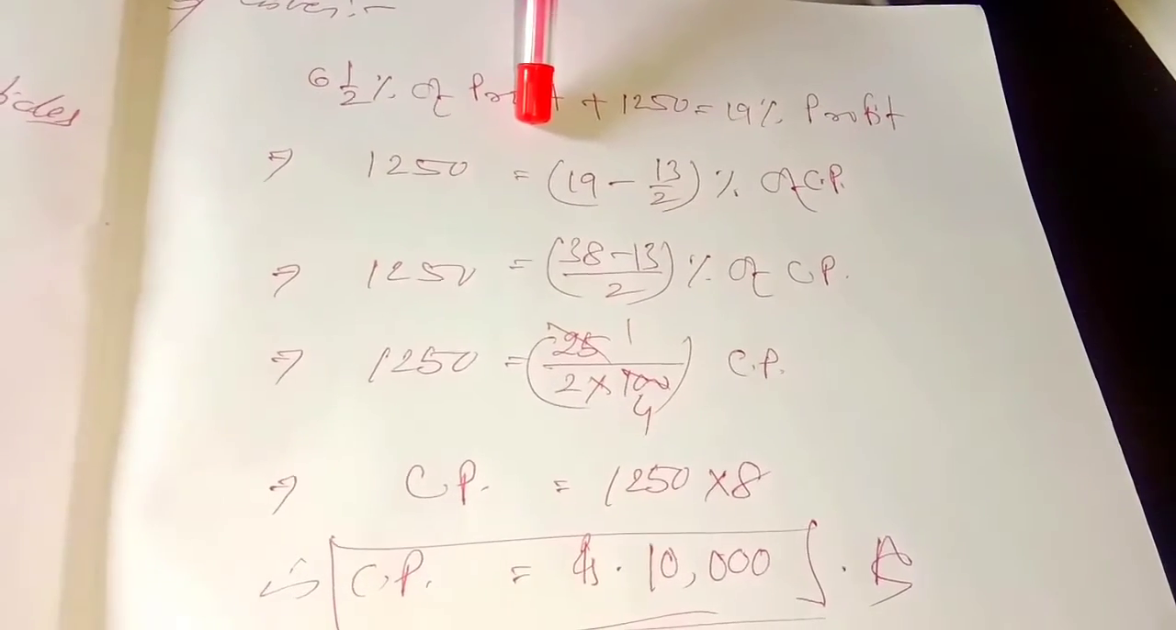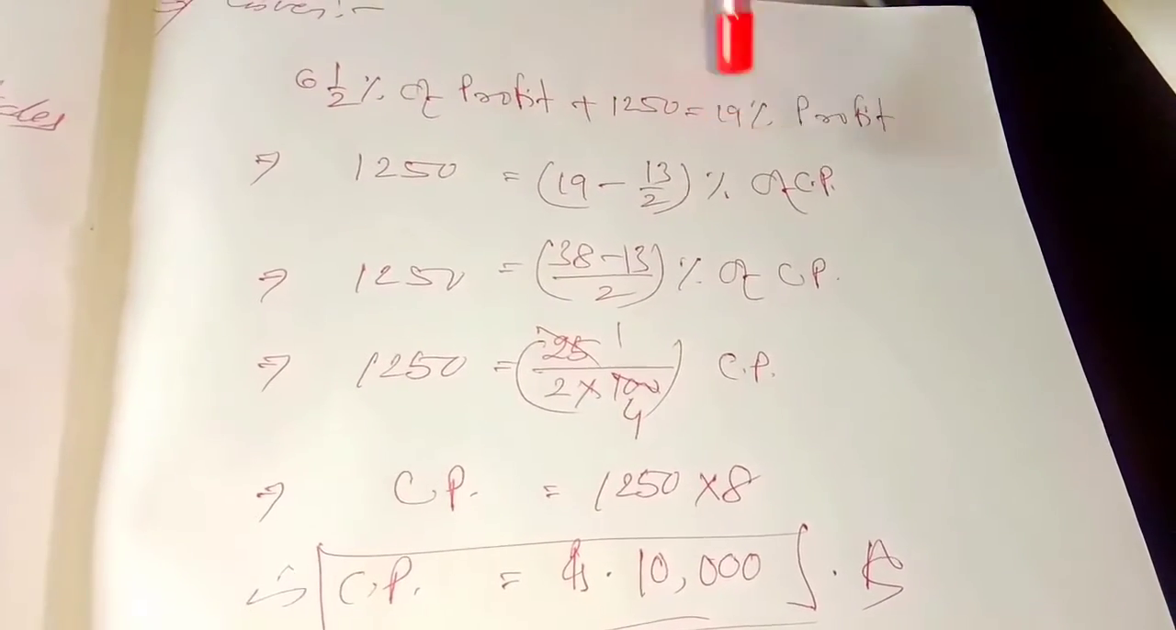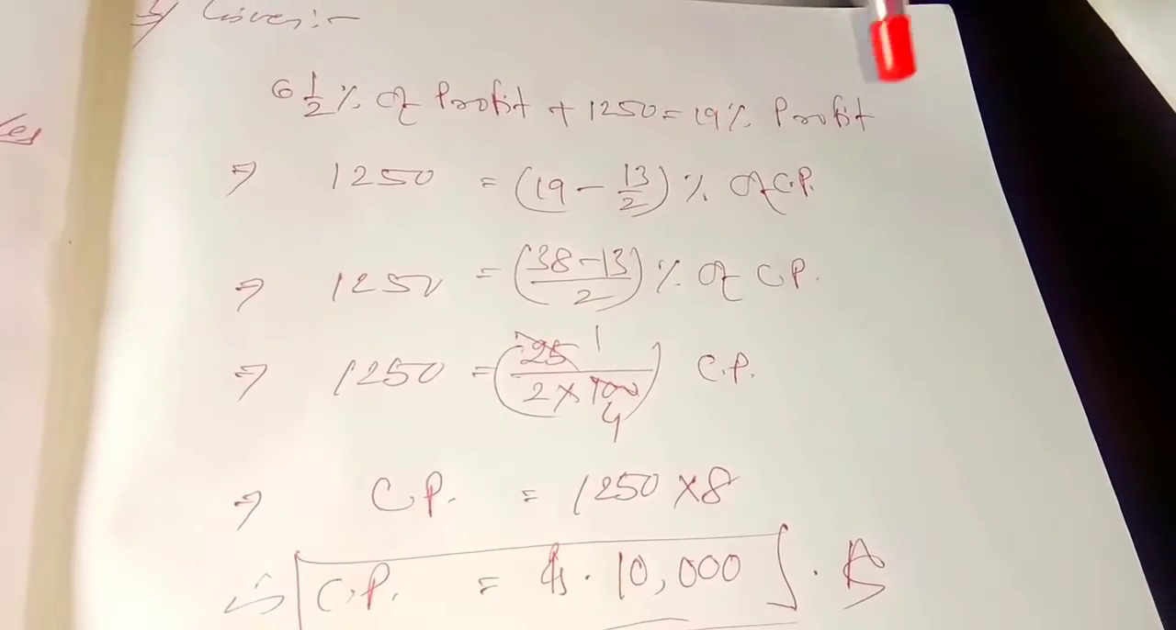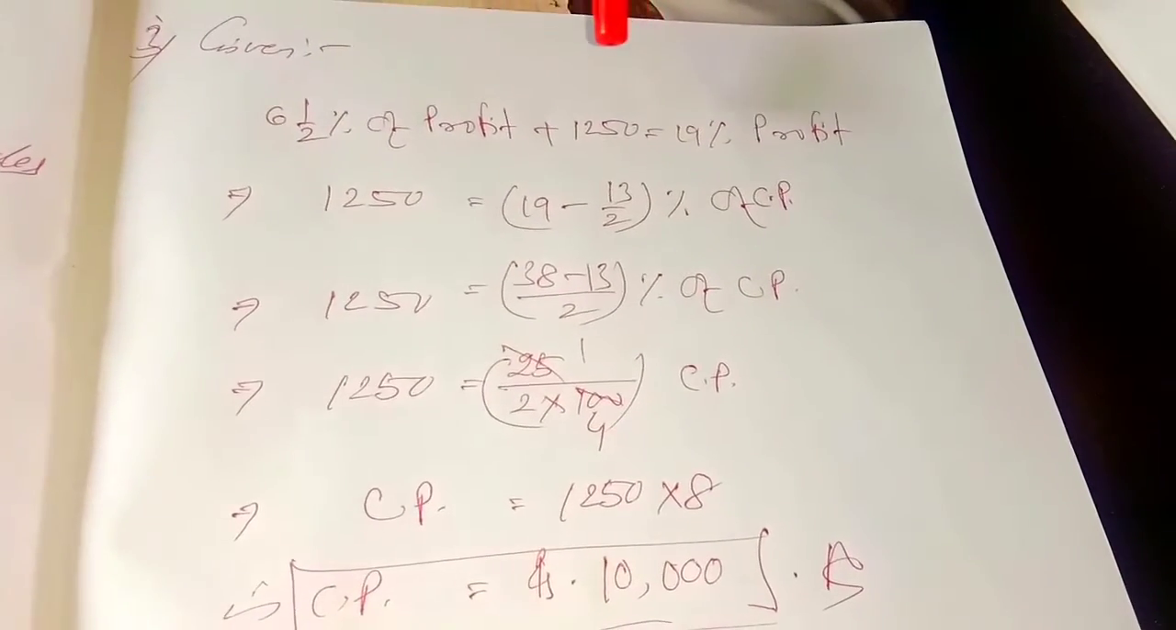but within a second you can solve these sums for your competitive exam. You can tell the answer. There are 4 options given. You have to write which is the correct answer. The correct answer is 10,000. Let us go to the next question.